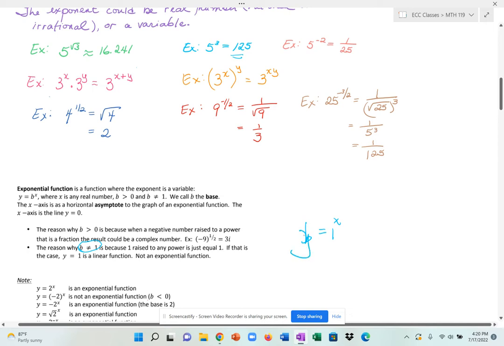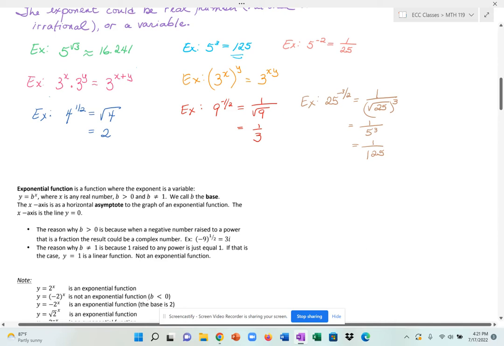y would be y equals b to the x. So if your b is 1, it would be y equals 1 to the x. 1 to any power is just 1. Y equal to 1 is a constant. It's actually a horizontal line. It's a linear function. So that would not be an exponential function. It would have some of the attributes of a line.